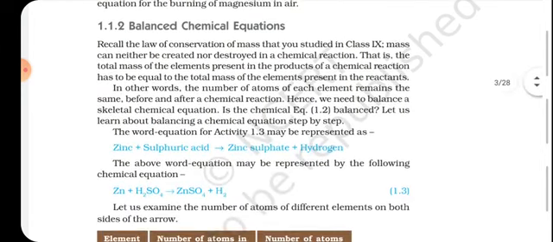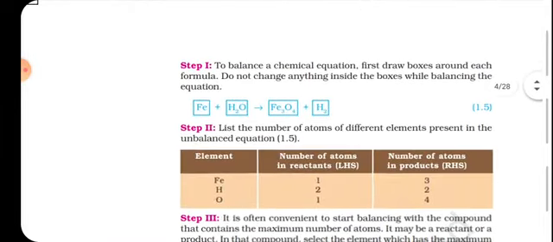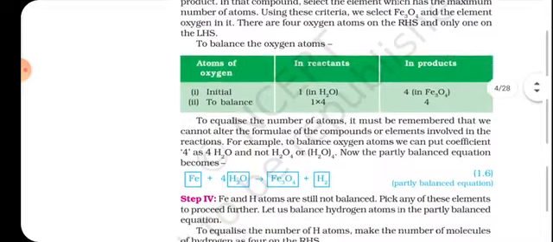The next thing is balanced chemical equations. Students, I hope you are already clear with balanced chemical equations. Still, once the school gets started, we are going to learn this in depth. But I cannot teach you this right now with examples, because I need to have a board.